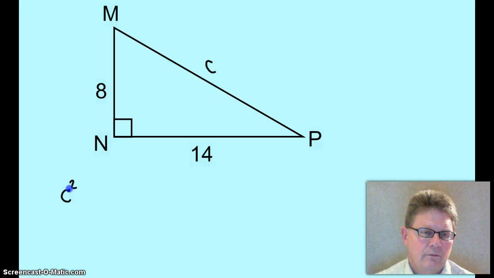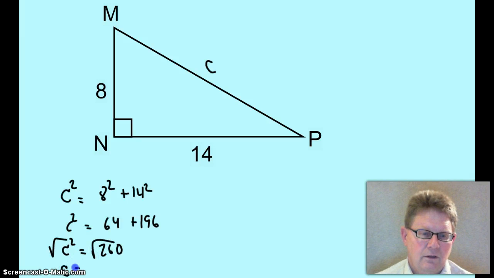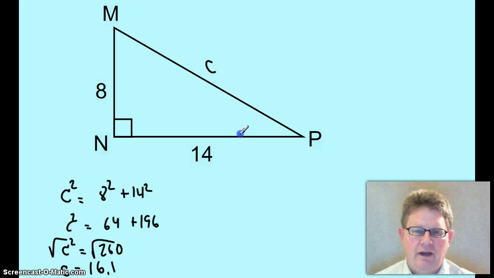C squared equals 8 squared plus 14 squared. C squared equals 64 plus 196. C squared equals 260. Take the square root of both sides, and C does equal 16.1. And now we still have to find both angles. We found the side, let's find the angles.